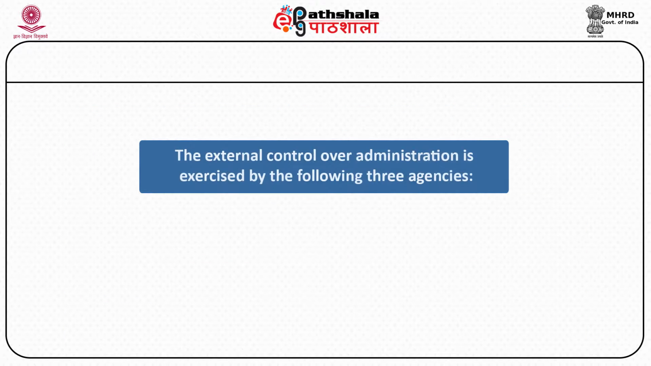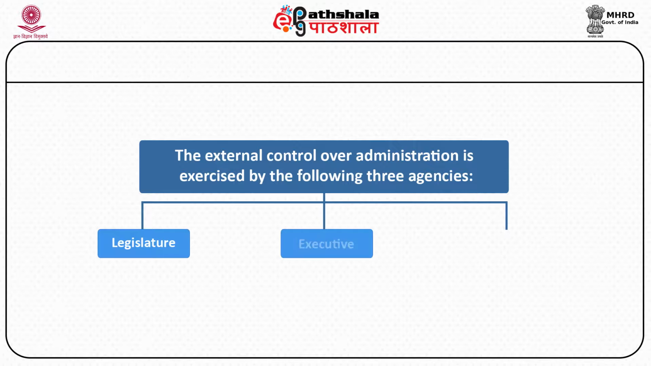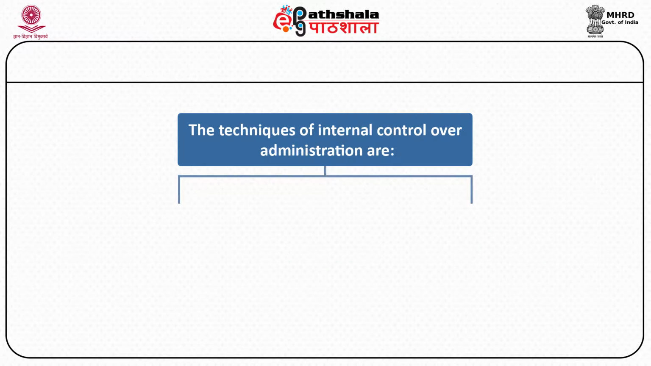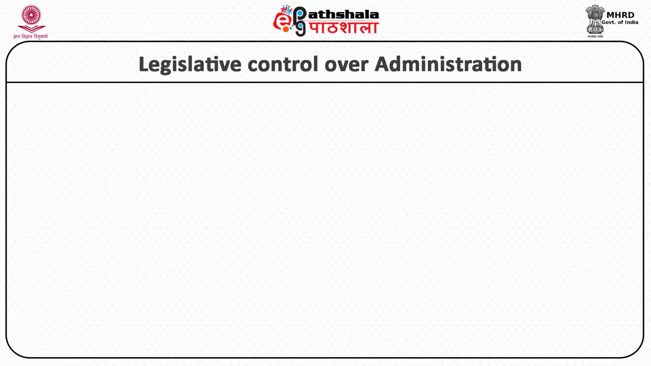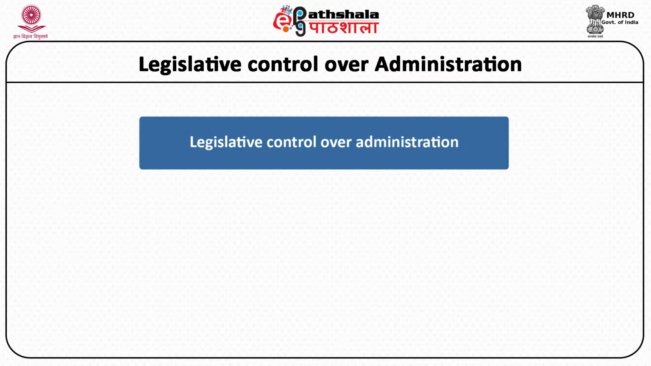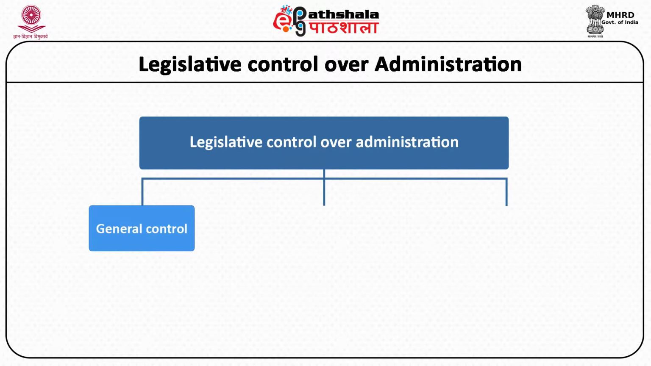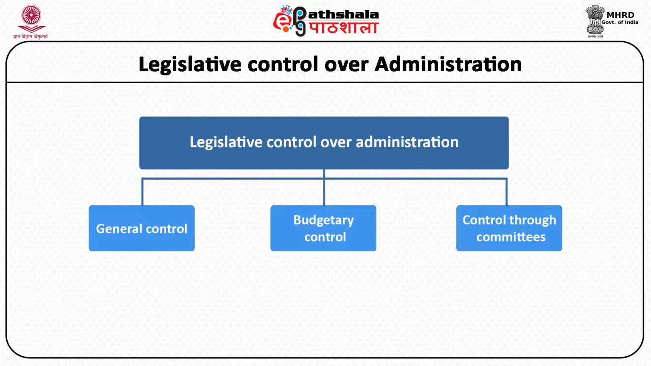Now, so far as external control is concerned, it is exercised through three agencies, that is the legislature, the executive and the judiciary. The fourth type of control, which is of recent origin, is control through lokpals. Beginning with the legislative control over administration, it is exercised through various means. First is the general control, second is the budgetary system, and the third is control through committees.